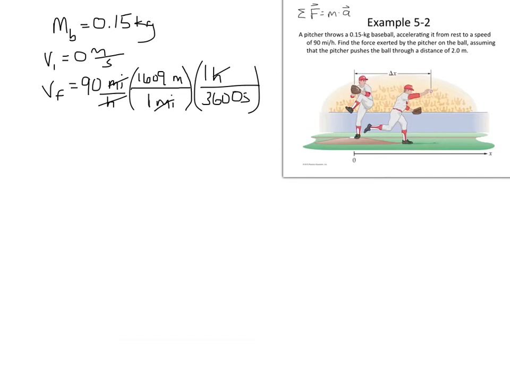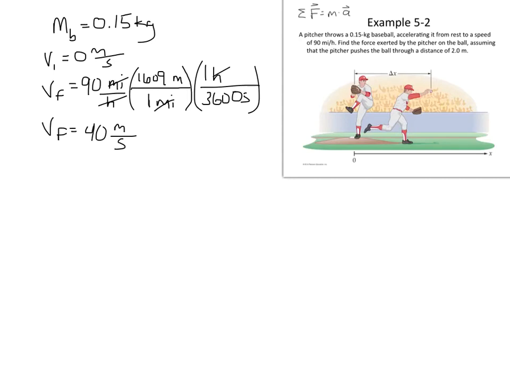All we need to do now is simply multiply across. What does this come out to? 90 times 1609 divided by 3,600. I get 40. Well, I only have two significant figures, so I'm just going to go with 40 meters per second. 90 miles an hour is 40 meters per second. So that's going to be our final velocity after we've done our conversions.